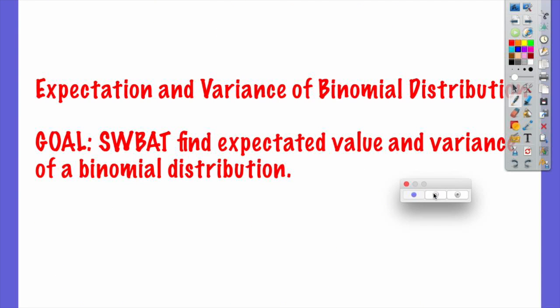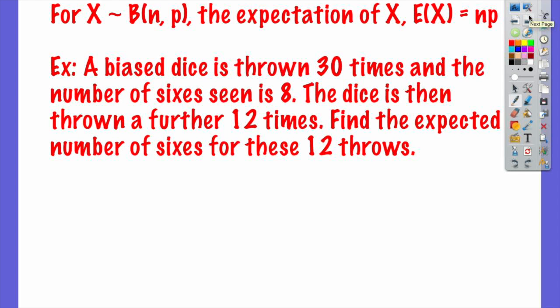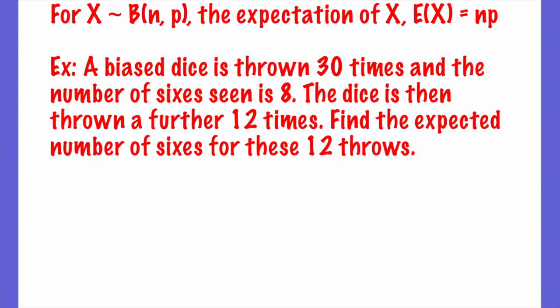Alright, moving forward: expectation and variance of the binomial distribution. Expectation before, with random variables, we just multiplied the probabilities by their values. Same type of concept over here, and we're also going to talk about variance. With the binomial distribution, the expectation of x is n times p. n represents what? The number of trials, and p represents your probability.